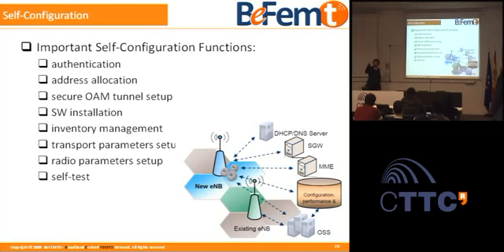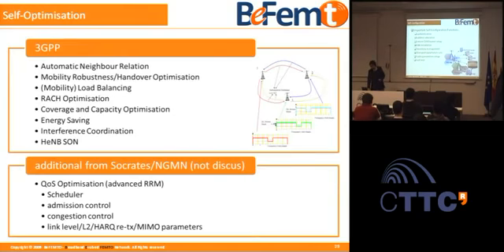It needs an IP address, it needs a cell ID, it needs a whole set of IDs actually, which in my opinion is also a failure of the 3GPP approach, because they should have actually just worked with a single ID, which may have been the IP address, or the MAC address, or whatever it be. So therefore, you need a whole set of address allocations. You need a secure tunnel setup to your operating center, software installment, inventory, transport parameter setup, radio parameter setup, and then the self-testing. This is what you need to do in this phase.